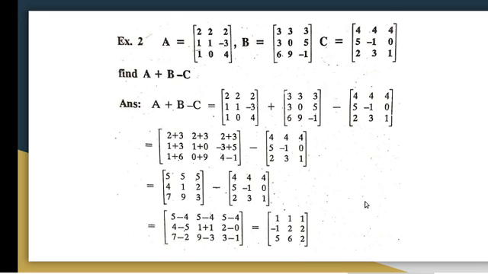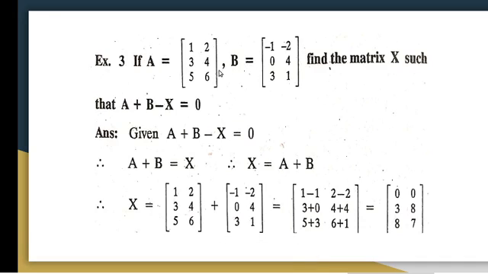So this is the way of addition and subtraction. Simple addition and simple subtraction. So you have to do the addition and subtraction step by step. First you have to add the two matrices, then you have to subtract the third matrix.